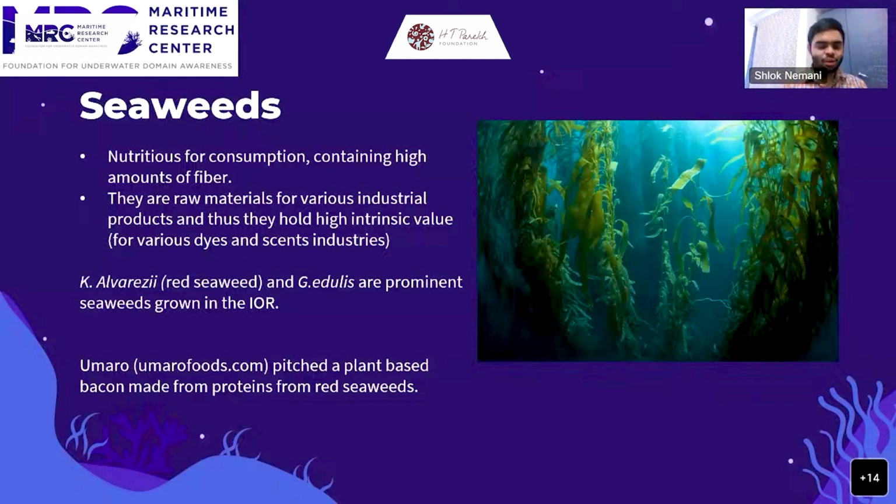These also generate some very high intrinsic value raw material for the industry, like carrageenan, which is a red material, as well as gelatin-like material being generated. So these seaweeds have intrinsic value as raw material. And in Australia, as a matter of fact, a startup also pitched plant-based bacon. They used proteins from red seaweed. So seaweed has also found its way into the plant-based meat industry.